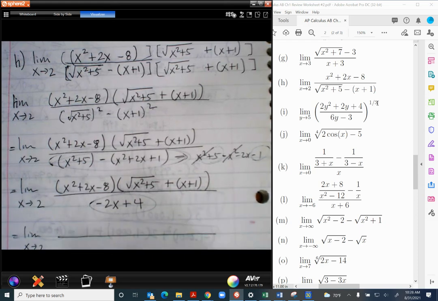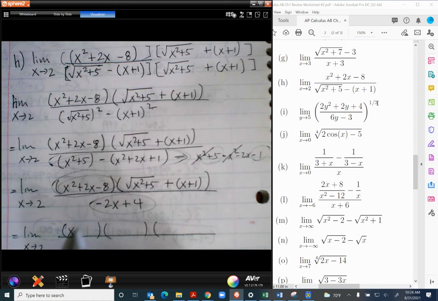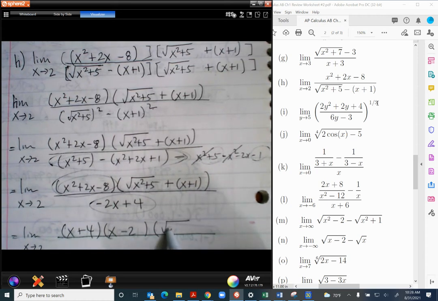Can someone tell me what else we need to factor? Yeah. The x squared plus 2x. You need to factor that. Do you know how to factor that really quick? X plus 4, x minus 2. You are good with that. Did you do this already? Oh, you already did it. Okay.